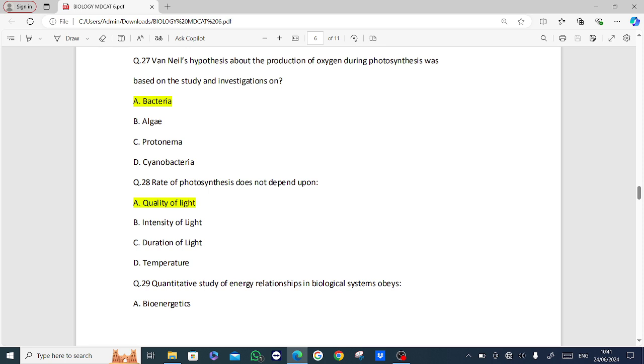Next MCQ is, rate of photosynthesis does not depend on. Options are quality of light, intensity of light, duration of light, temperature. Answer is option A, quality of light.